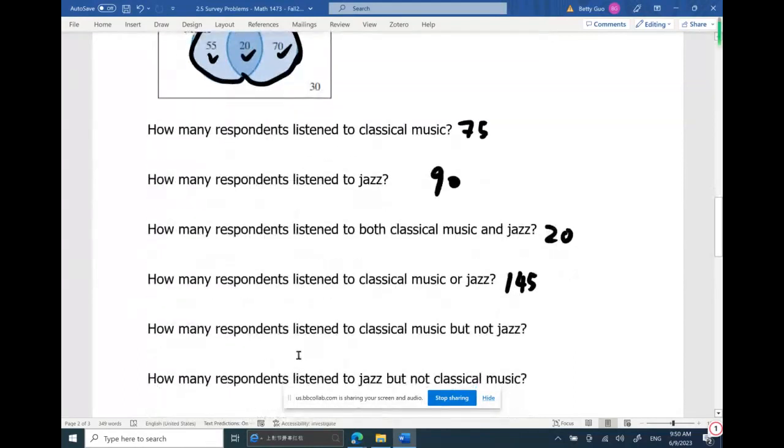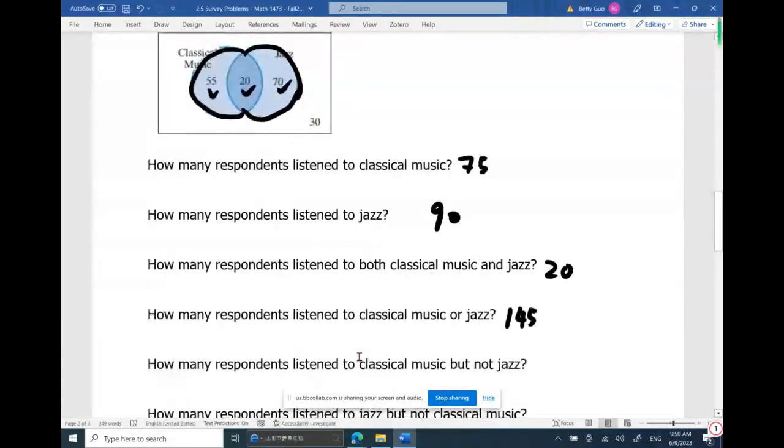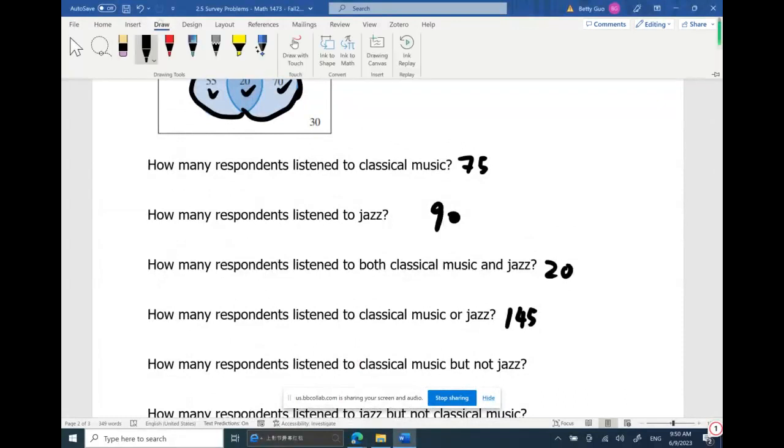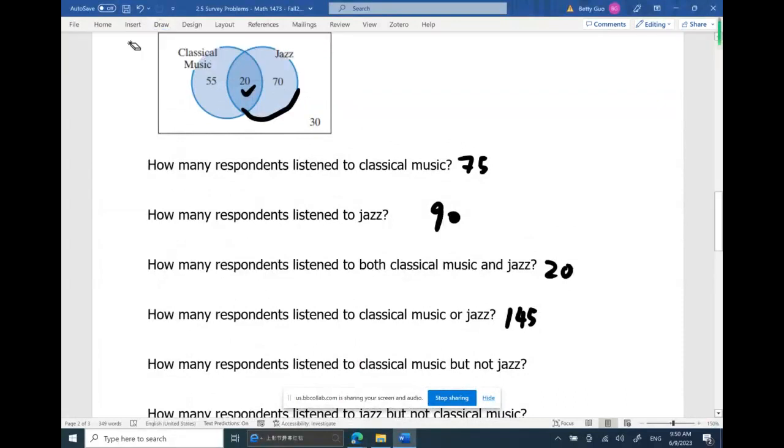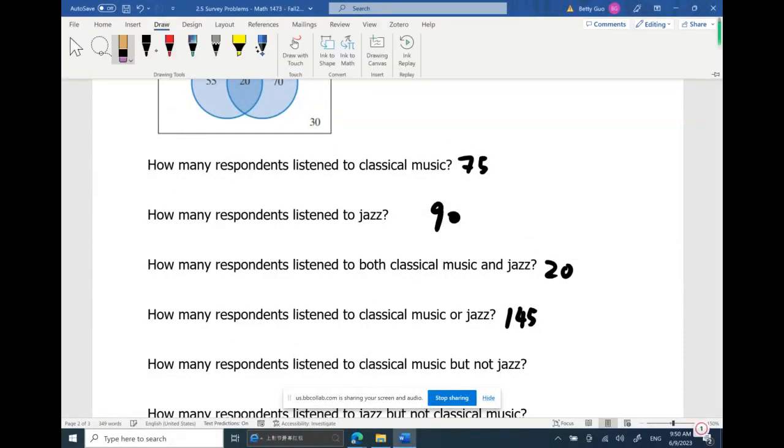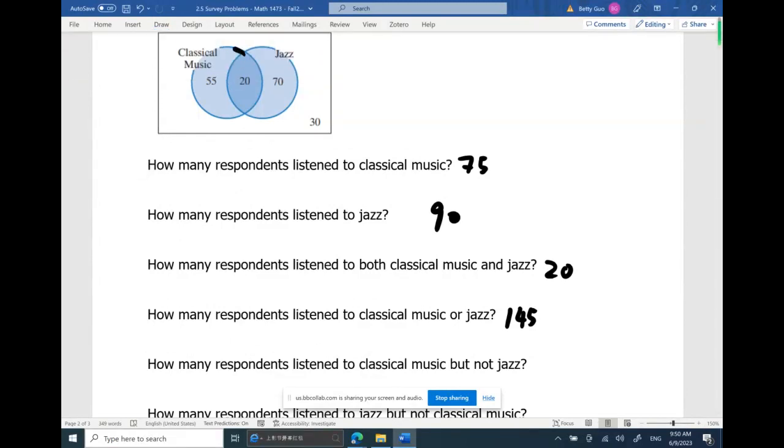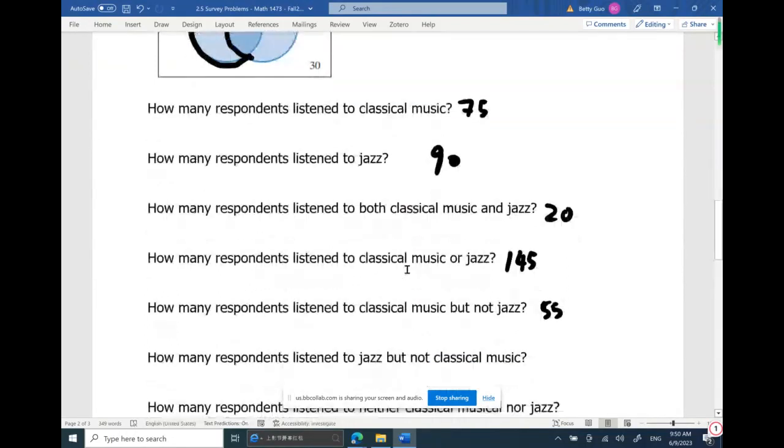Next part. How many respondents listen to classical but not jazz? Find the region first. Classical but not jazz. 55, right? This example is very similar to the previous example.